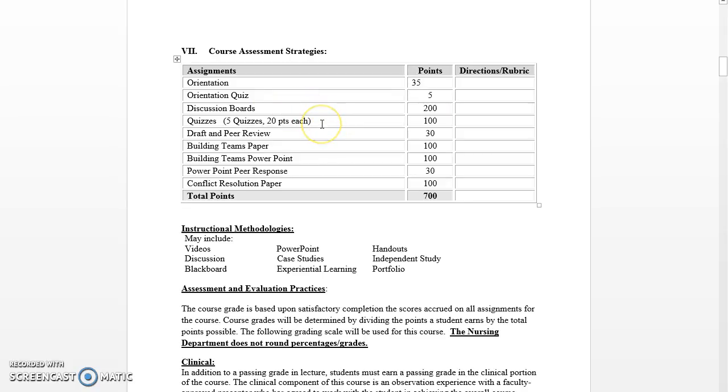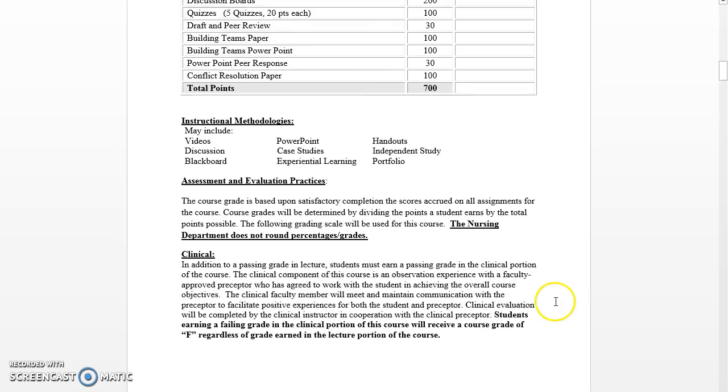We also have quizzes in this course. There's 5 quizzes at 20 points each over your assigned chapters to read. We do a draft and peer review, building teams paper, PowerPoint, your PowerPoint peer response, and then your last paper, your conflict resolution paper.